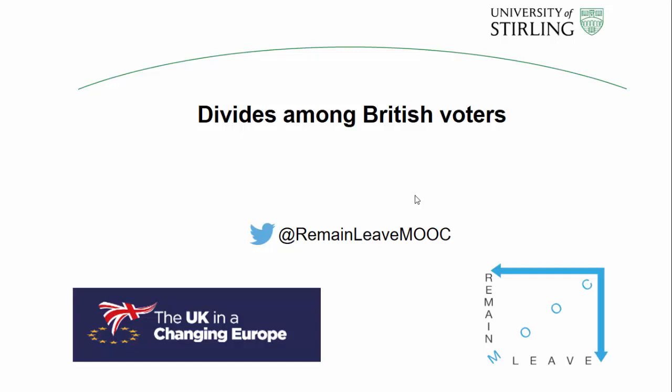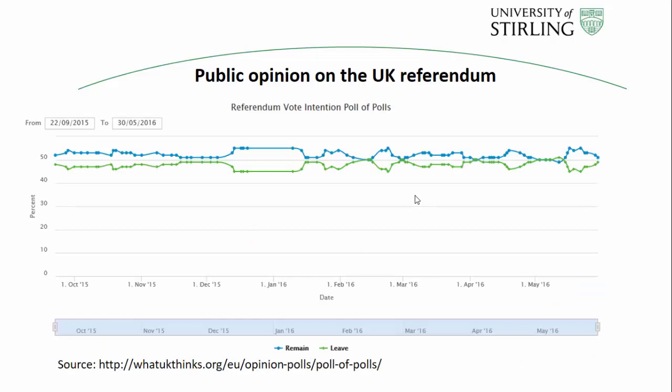So let's examine the latest polling figures. Here's a chart from the website whatukthinks.org. It's a site run by Professor John Curtice of Strathclyde University. If you watch election night coverage on the BBC, then you'll be familiar with him. He's Britain's foremost expert on election polling. This figure is called a poll of polls because it averages out the results from the many different organisations that survey public opinion on the forthcoming referendum.